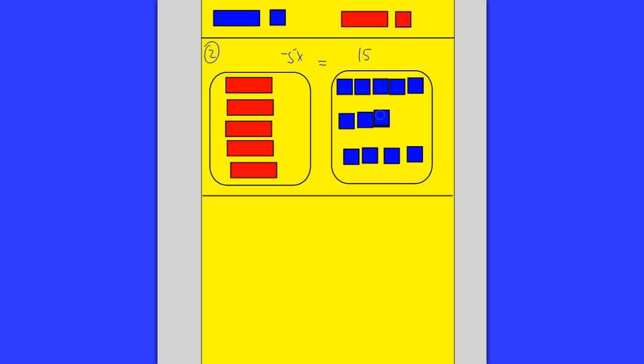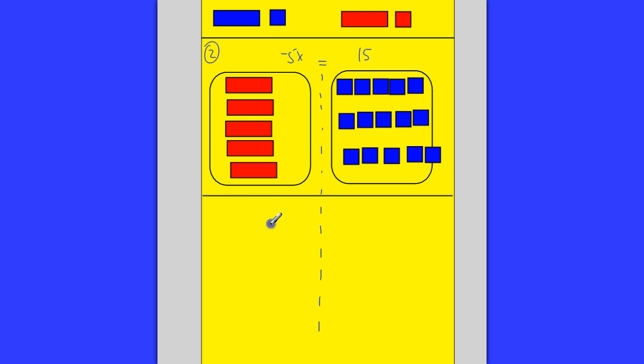Oh, I don't think I copied enough. I need 2 more. There is 15, right? 1, 2, 3, 4, 5, 6, 7, 8, 9, 10, 11, 12, 13, 14, 15. So there it is. Negative 5x equals 15. Let's draw that dotted line down the middle. Now remember, if I do something to one side, I have to do it to the other side also.